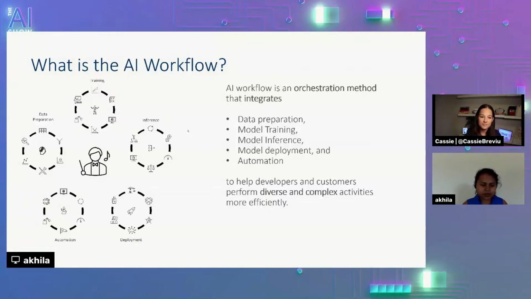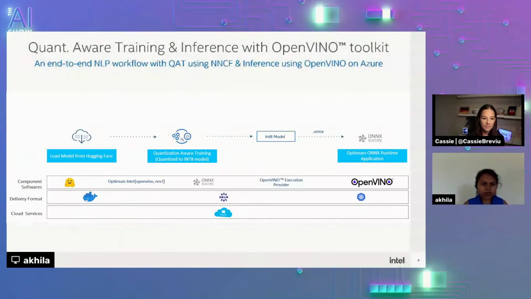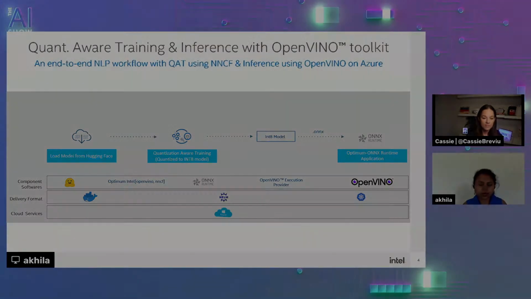Yes. So let me talk about AI workflow. AI workflow is an orchestration method that integrates data preparation, model training, model inference, model deployment, and automation to help developers and customers perform diverse and complex activities more efficiently. I would like to show you what we have developed using quantization-aware training and inference AI workflow.